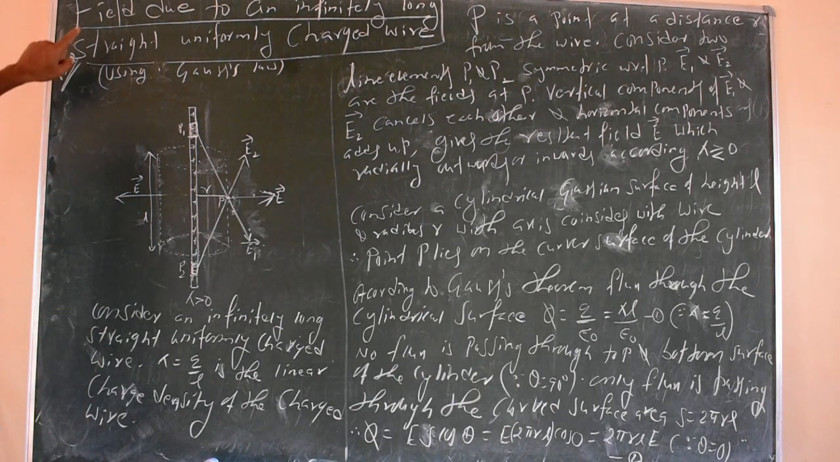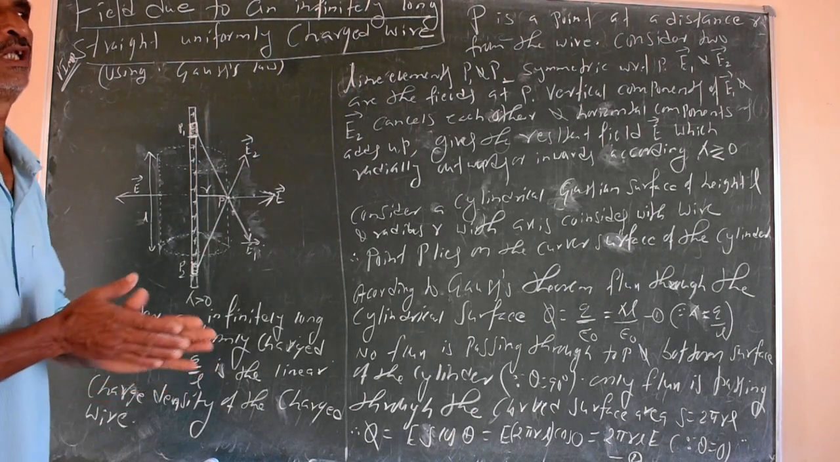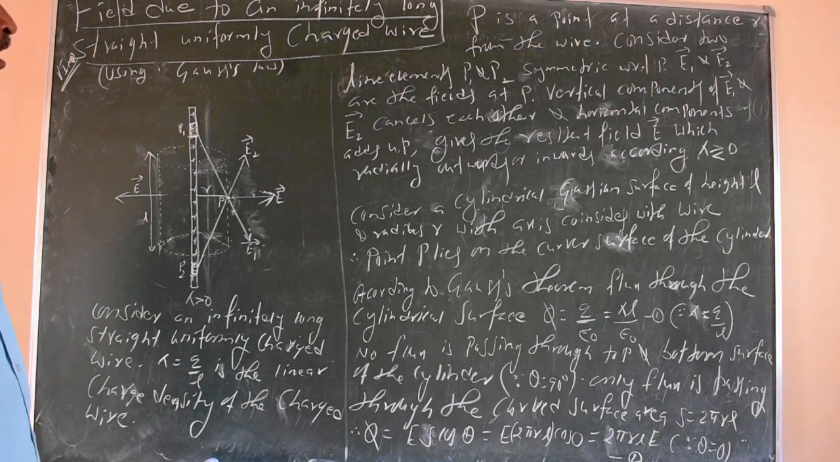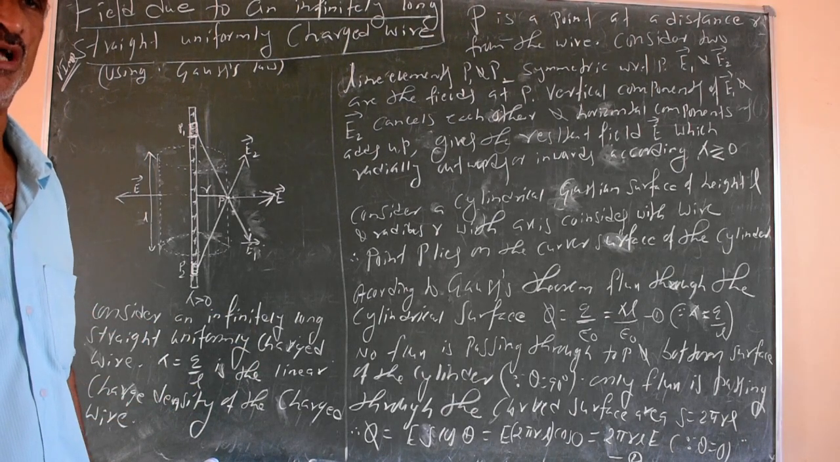Okay. First one is a very important derivation. Out of three derivations, one derivation is removed this year. Only two are remaining. Out of two, you can expect one derivation or problem.